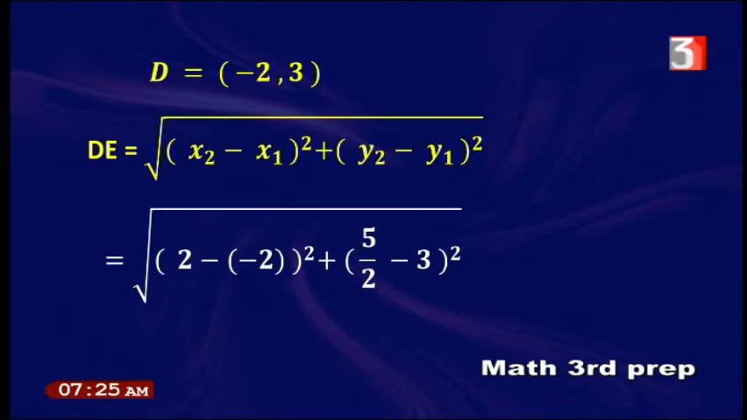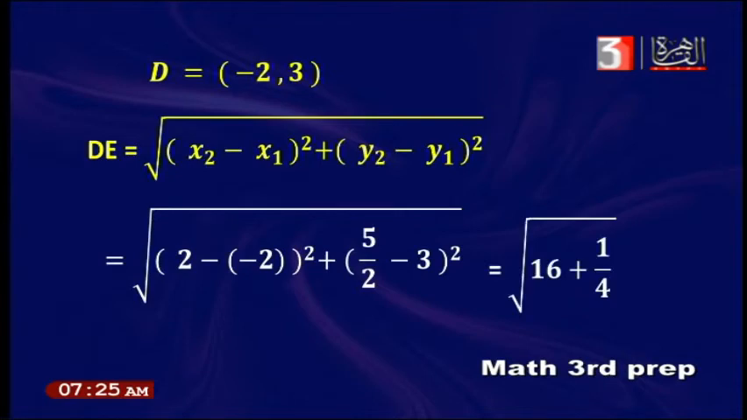Then what about 2 minus negative 2 all to the power of 2? It is 16. And what about 5 over 2 minus 3 all to the power of 2? It is 1 over 4. So you are going to obtain square root of 16 plus 1 over 4. When you find it by using your calculators, you are going to find that the value will be 4.03. So it is equal approximately to 4 units.